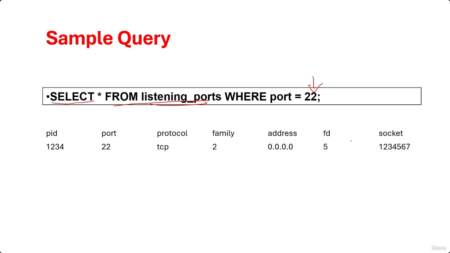This is the output which it will look like, where PID is nothing but the process ID, and port is the number being listened on. This is used for SSH. Protocol is TCP, and family is the IP family. The 2 is actually for IPv4. Address is the local address bound to the listening port, and FD is the file descriptor of that socket, and the socket is the kernel socket that handles this.